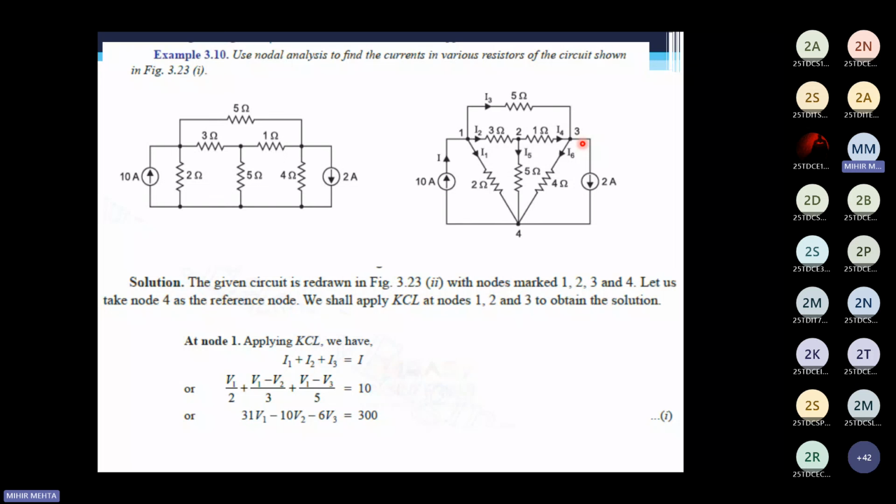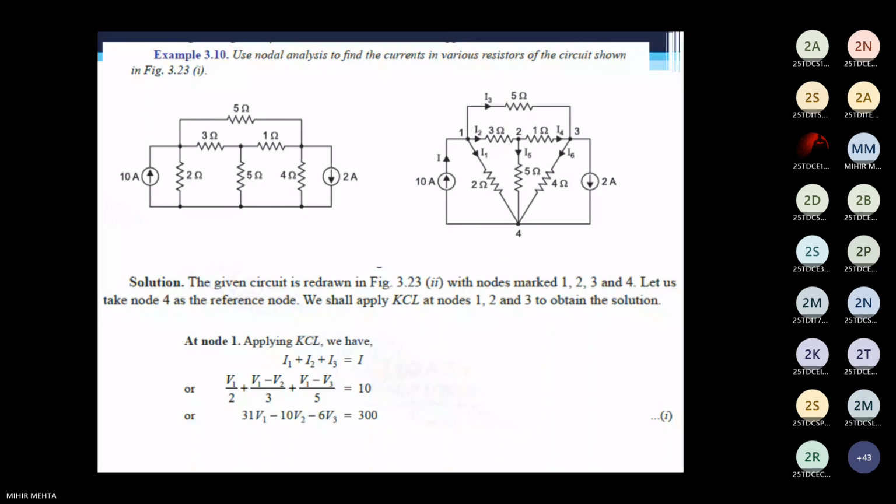Is this clear? Okay, so I3 is the current moving from node 1 to node 3, so higher potential to lower potential. So V1 minus V3 divided by 5. Similarly here, current is moving from 2 to 3. So this is at higher potential, this is at lower potential. So V2 minus V3 by 1. This is equal to my 2 amperes current plus the second current leaving, which is I6, V3 minus V4 divided by 4. Is this clear?